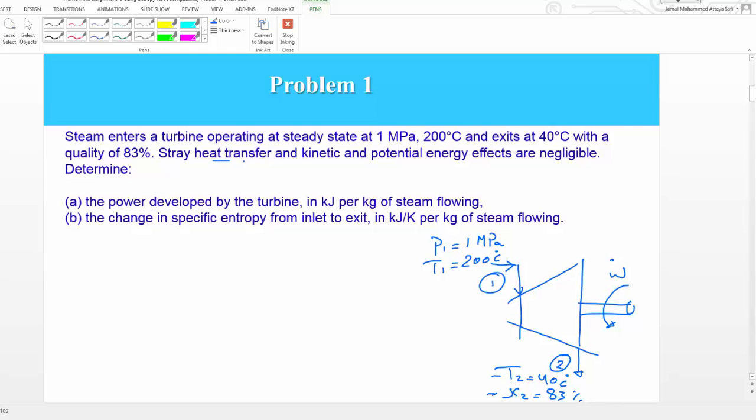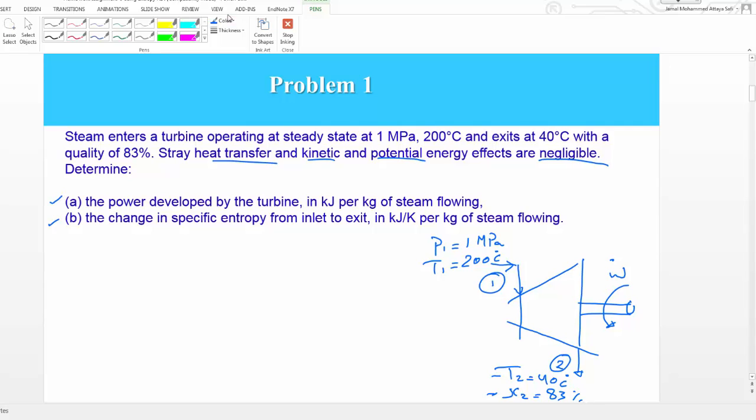As you can see here, heat transfer, kinetic and potential energy are negligible, so we can neglect these. And then he asks us to calculate the power in kilojoule per kilogram, and then it's also the change in the specific entropy from inlet to the exit. So it's quite a straightforward problem.